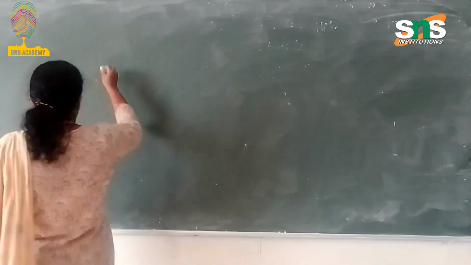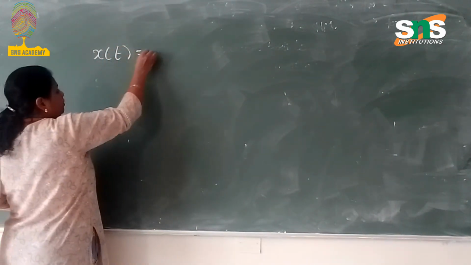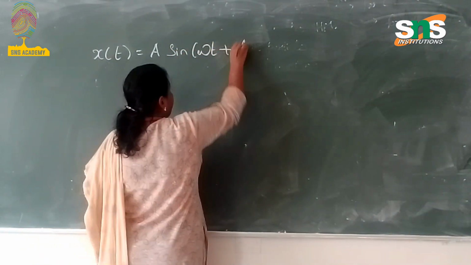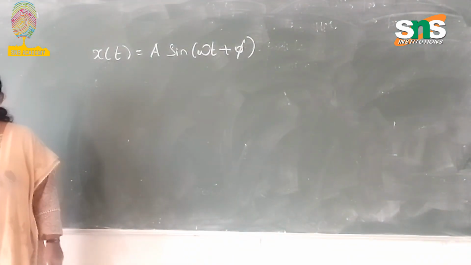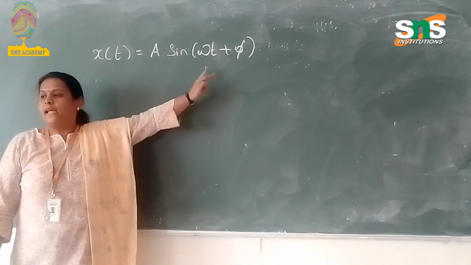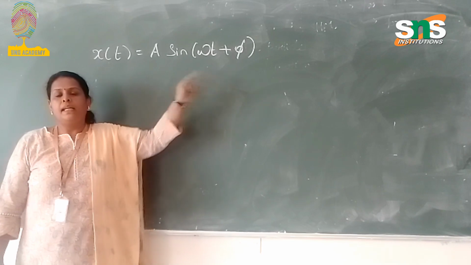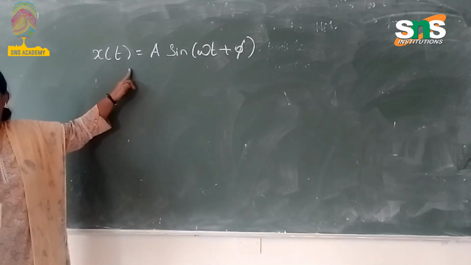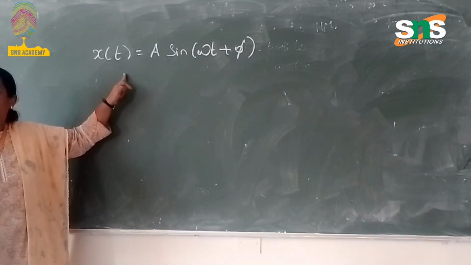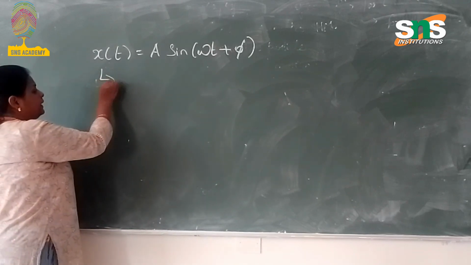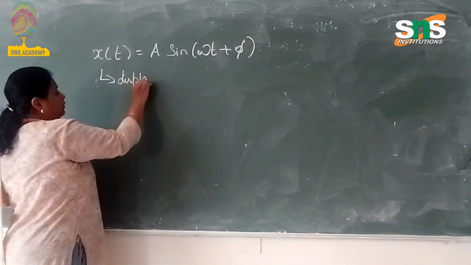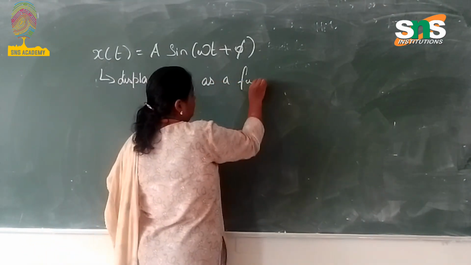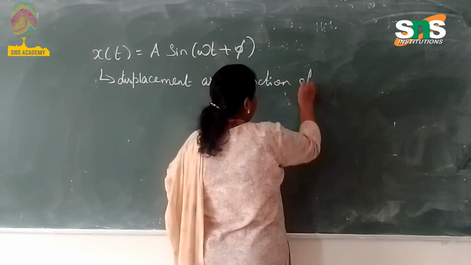Write down this equation. x of t is equal to a sin(omega t plus phi). Here x of t refers to the displacement as a function of time. Am I right? x is your displacement and t is your time. The x of t is displacement as a function of time.